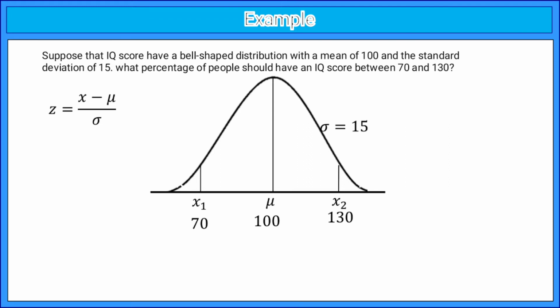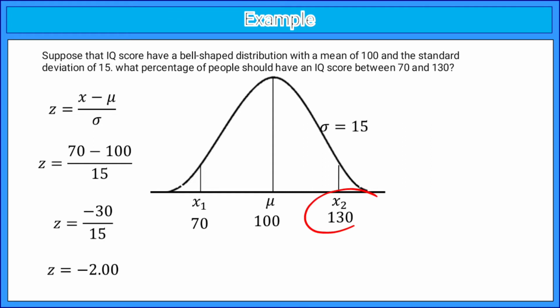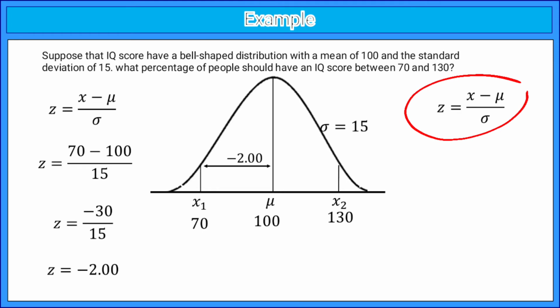So first, we are going to compute for x sub 1. Just substitute: 70 minus 100 divided by 15. 70 minus 100 is negative 30, divided by 15 is negative 2.00. So this will be the value for our z-score. Then we just plot this negative 2.00 here, and let's move forward to x sub 2.